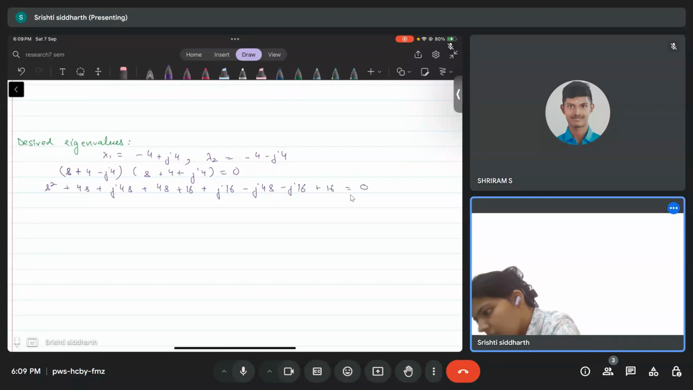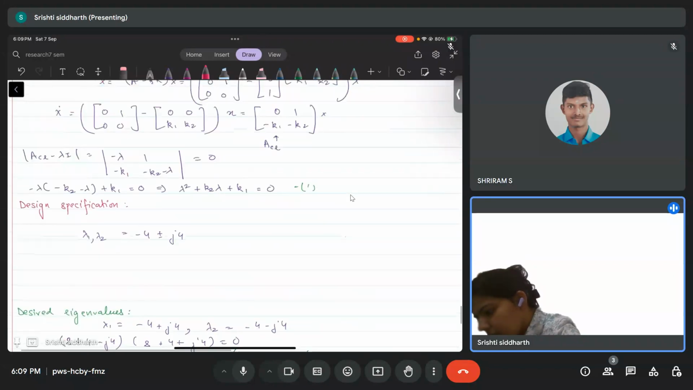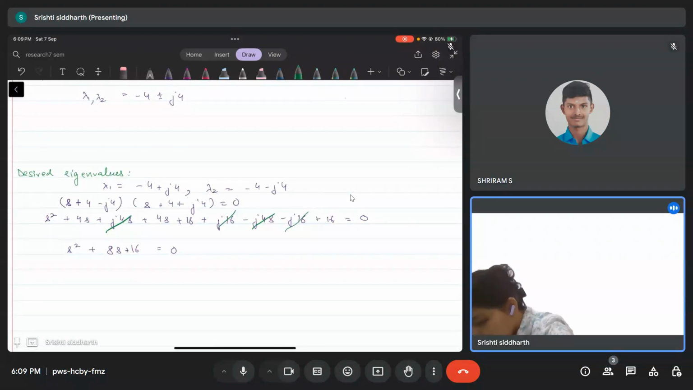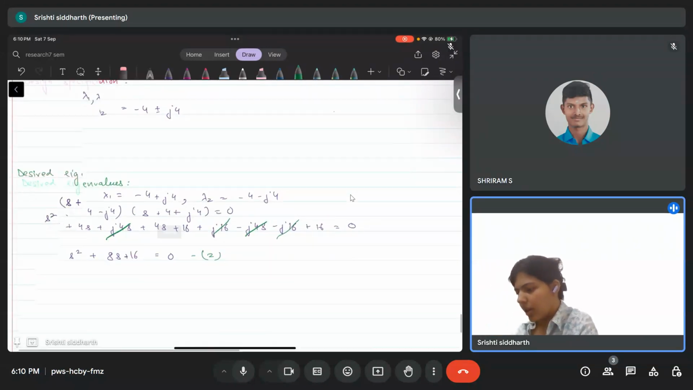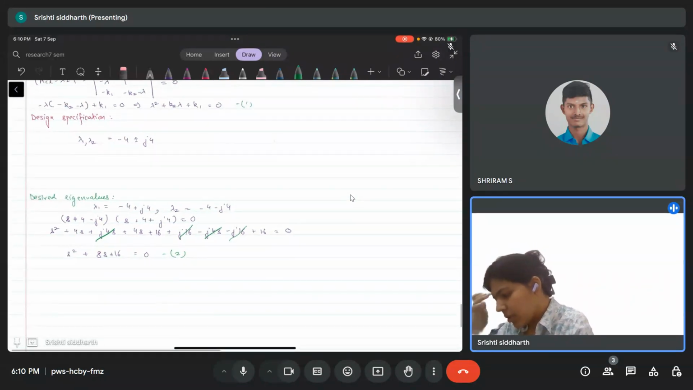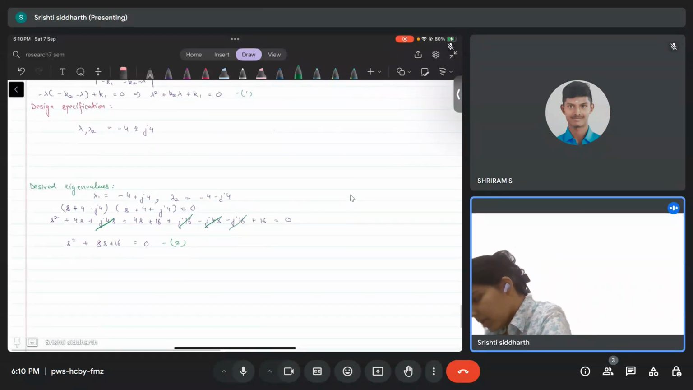So let's see if something cancels out. We have plus j16 minus j16, and so the desired characteristic equation is s square plus 8s plus 16. Let's number this as equation 2. And now we have equations 1 and 2, where this is the desired characteristic equation.